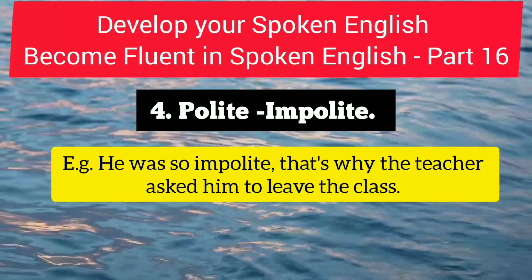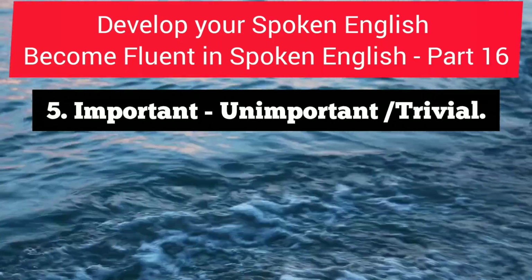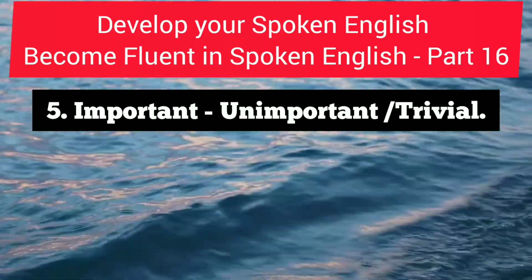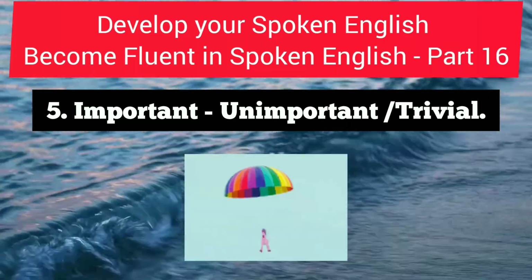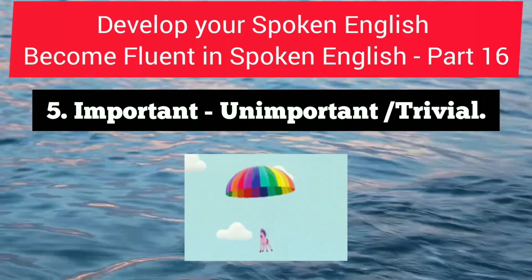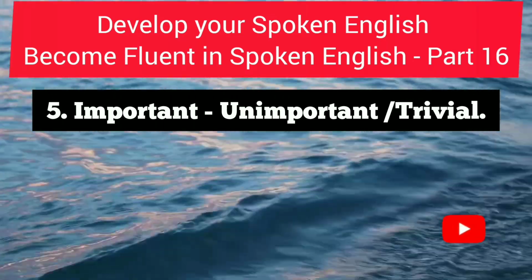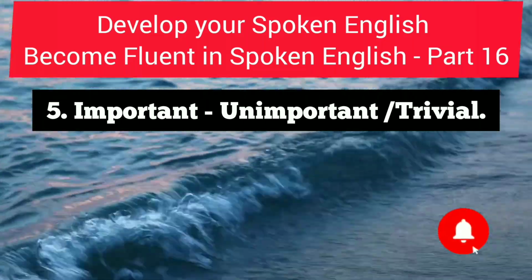So up next we will see the fifth one, which you see on your screen. The fifth word is important. In fact, it is quite frequently used. So we can use two antonyms. The first one is unimportant. Just remember this: important, and the opposite or the antonym is unimportant. Another useful one is trivial. You can use trivial also. That is also another antonym or opposite of important.